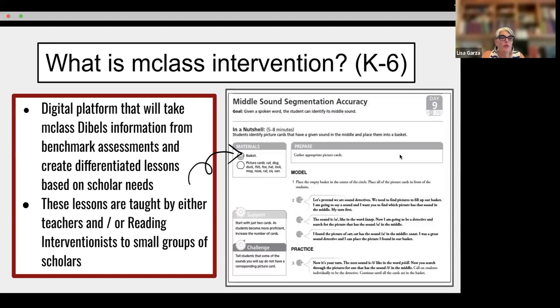To support scholars with literacy skills, scholars in grades K through 6 who are below benchmark can receive differentiated small group instruction created by M-Class intervention. M-Class intervention is a platform that will take DIBELS benchmark assessment data and create lessons based on scholars' needs for teachers and/or reading interventionists to teach. If you are a K through 6 ELA teacher, you will learn more about M-Class intervention during your content week.